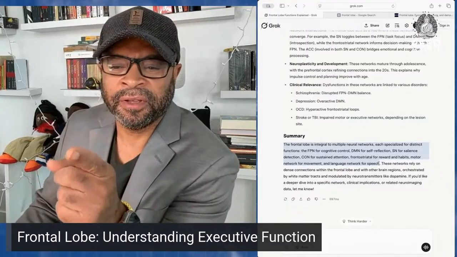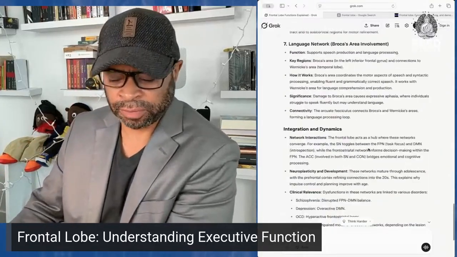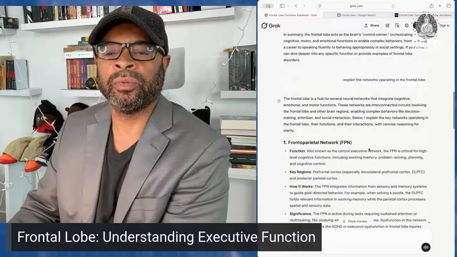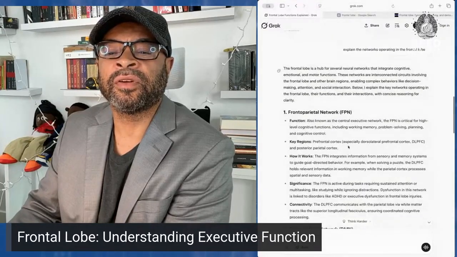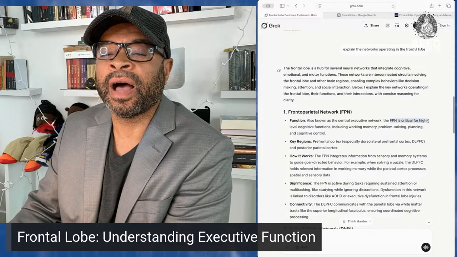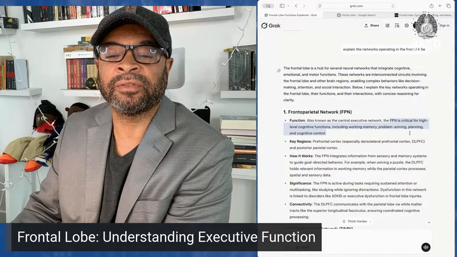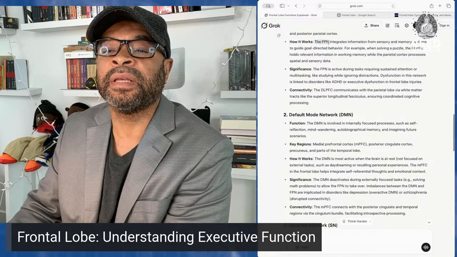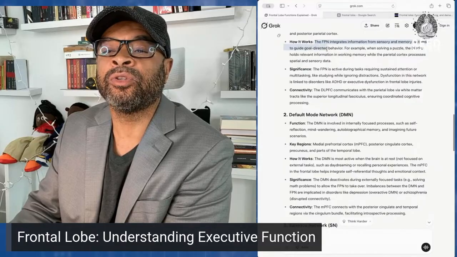I wanted to point out that they did go through the process of labeling these huge networks that help these lobes function like this. So let me just go through a few of them just to show you, but not too much. This frontal parietal network is critical for high levels of cognitive functioning, including working memory, problem solving, planning, and cognitive control. Okay, look at this, how it works. The FPN integrates information from sensory and memory systems to guide goal-directed behavior.